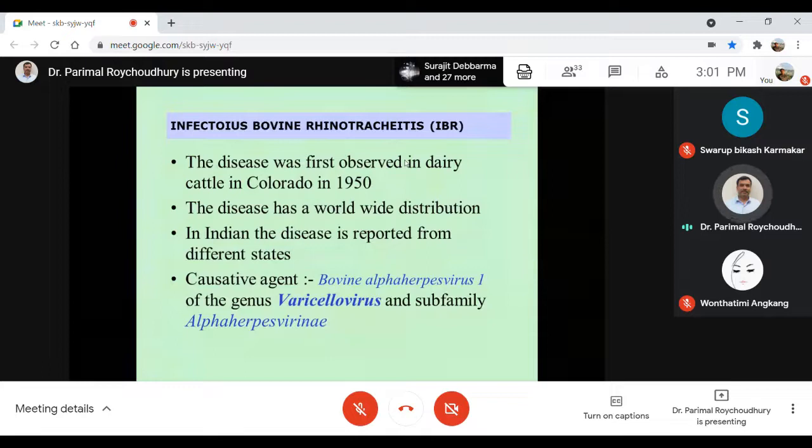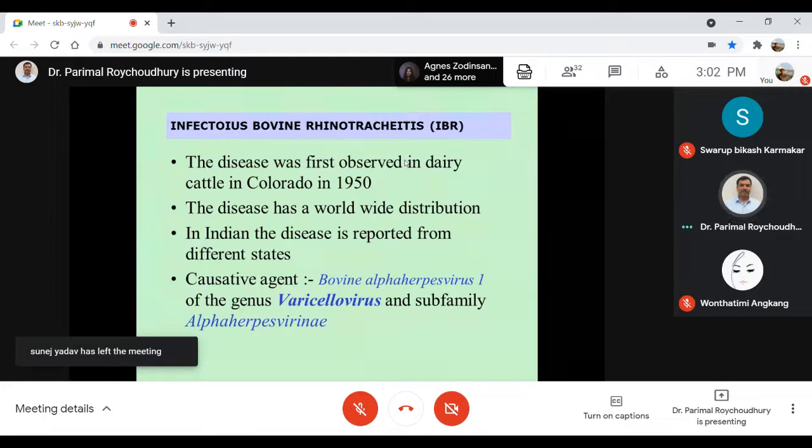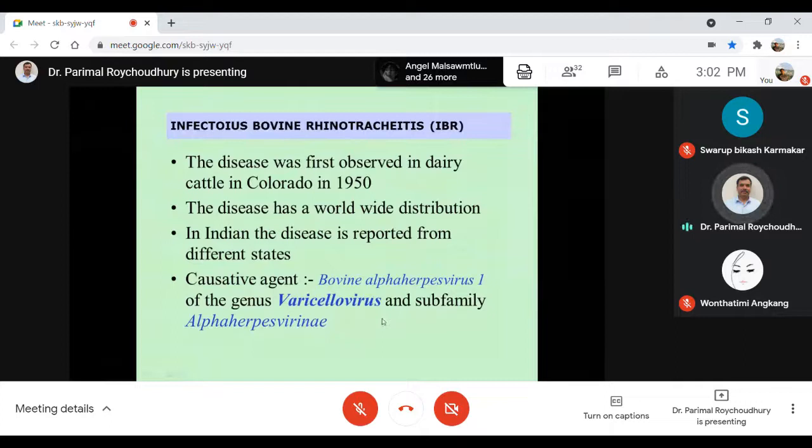One is rhinotracheitis, the generalized infection where maximum losses occur. At the same time, the infection also occurs in a localized form, particularly in the genitalia, where some pustular lesions are produced. That is called vulvovaginitis or balanoposthitis. The same organism is associated with this condition. The causative organism is bovine alpha herpesvirus 1, in the subfamily Alphaherpesvirinae, family Herpesviridae, and order Herpesvirales. This is the classification scheme.